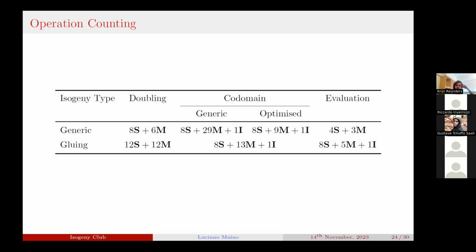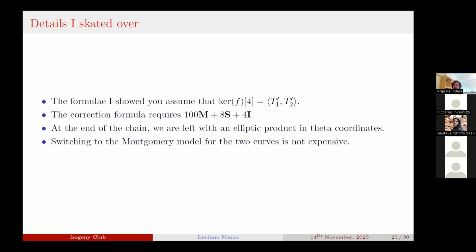For the gluing, it's a little bit different, because in practice, what you may have is that one of the dual coordinates of the theta null point can be equal to 0, so you need to do an additional step. But I have not described this step, and I refer you to the details in the paper to understand better what's going on. And now some details I've skated over.